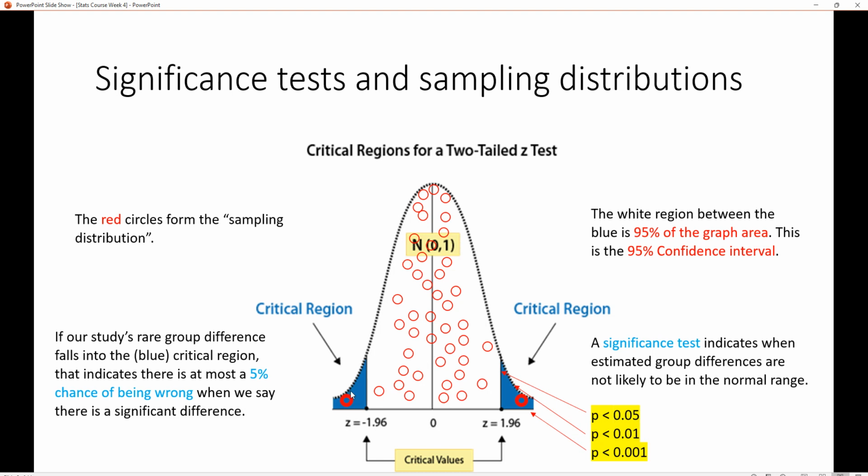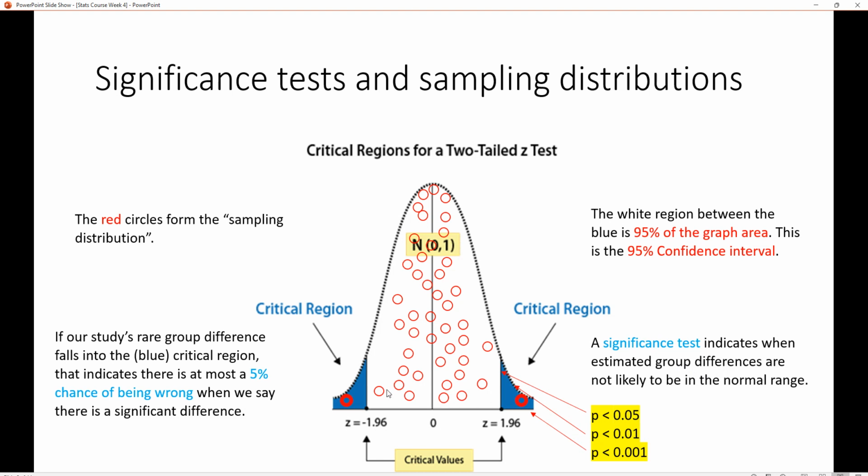But if we have something that's really low, like this red circle in the blue area on the left side, or something very high, like this red circle in the blue area on the right side, if we have something that falls into our blue regions, then we'd say those are significantly different. Everything in this white area represents the normal area. Everything outside of it in the blue area would be our significant differences. A significance test indicates when estimated group differences are not likely to be in the normal range.